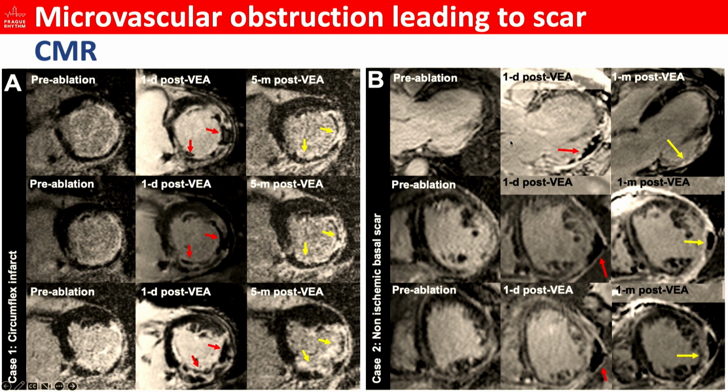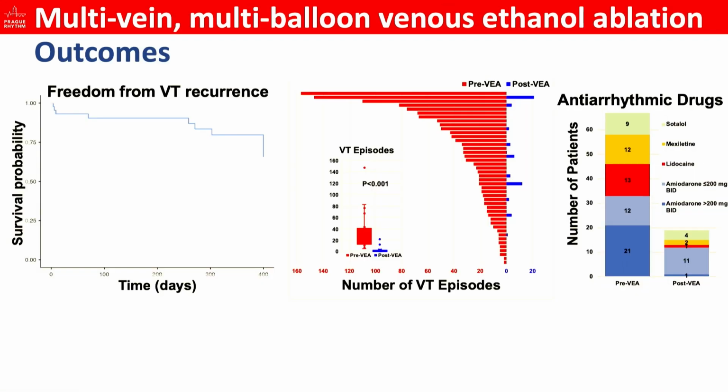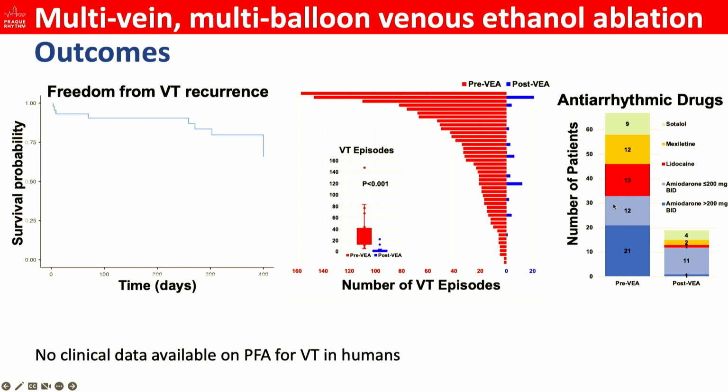In a case of non-ischemic VT, similar story, a pre-existing basolateral scar. After alcohol, you get this microvascular occlusion that on 1 month follow-up MRI becomes, not completely, some residual, but becomes largely delayed enhanced conventional scar. Over the course of the experience of 44 patients, we showed that freedom from VT recurrence was 73% at 1 year, and you could think that most of these failures are actually due to substrate progression rather than procedure failures. The number of VT episodes dramatically decreased, not everyone, of course, and the complexity of antiarrhythmic therapy was significantly decreased.